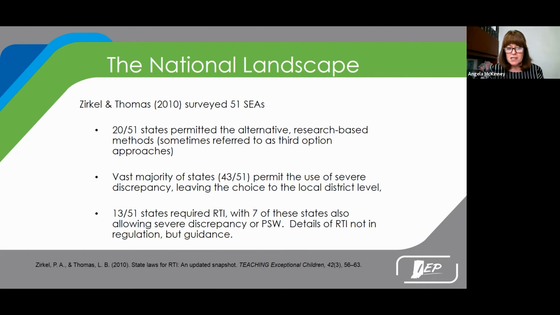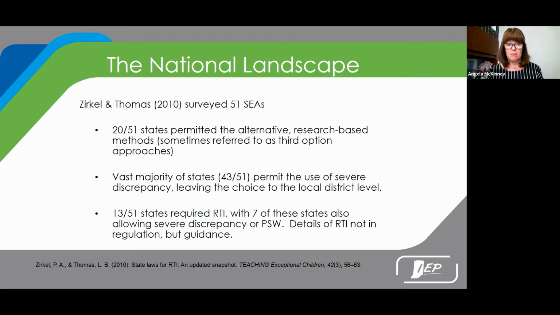And looking across the country, you've got a lot of differences, right? So you have less than half of the states that are allowing some kind of alternate method. And in this case, pattern of strengths and weaknesses is the alternate research-based method, the third option. You have most states who still allow discrepancy, right? A little crazy. And then you've got a pretty small number requiring those RTI kinds of data.